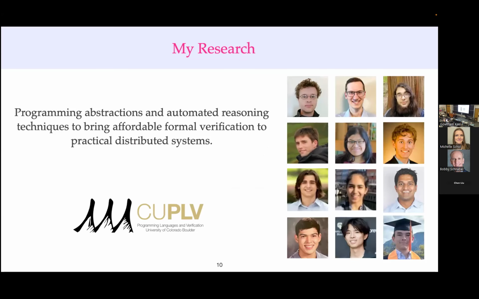So my research at CU has focused primarily on developing programming abstractions and automated reasoning techniques to bring affordable formal verification to practical distributed systems, right? So I believe this can be done by developing novel programming abstractions and reasoning techniques. So that's what the focus of my research has been. And my mission is to make formal verification accessible to a mainstream application developer and make them productive in distributed application development.